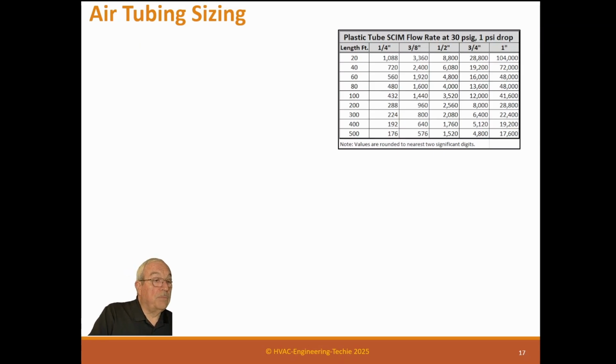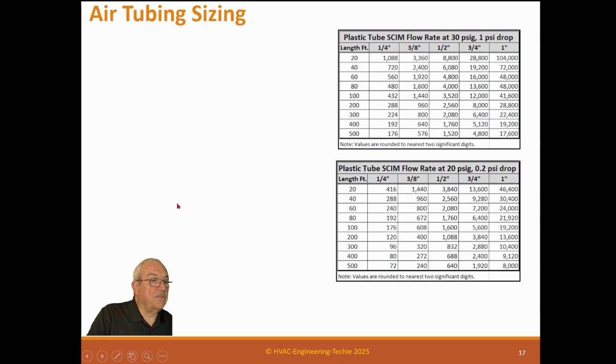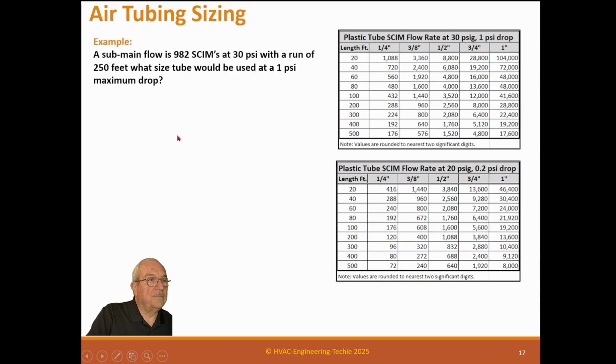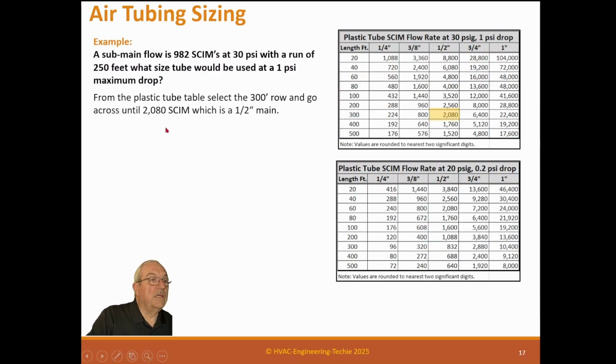Okay, now air tubing, plastic tubing, has different tables because it doesn't have the same smoothness as copper tubing. So here's the 1 psi drop table at 30 psi. Here's a 0.2 psi drop at 20 psi. So a sub-main flow is 982 skims at 30 psi with a run of 250 feet. What size tube would be used with a 1 psi drop? So again, you do the same thing. Go to the 300 feet, which is longer than 250 feet, and go across until you get greater than the 982. So from 3/8 to half, it's quite a spread, but it's going to take a half again.